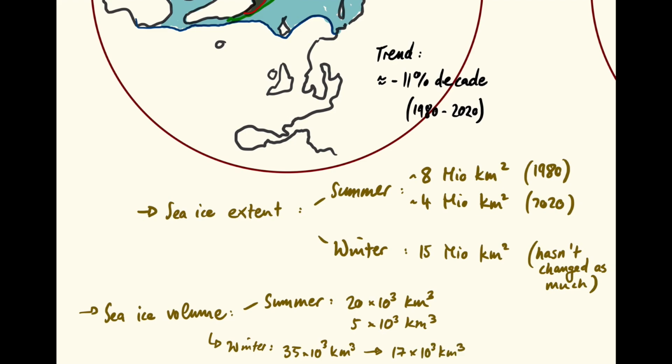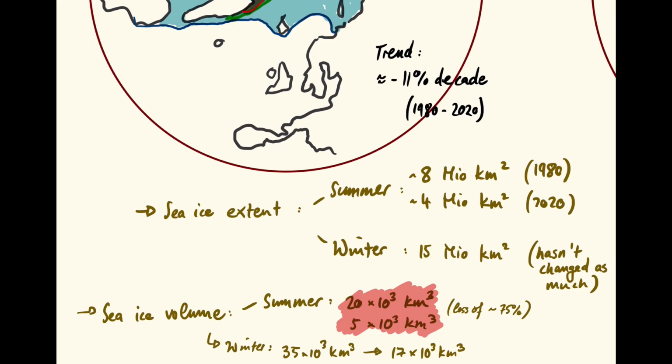But the most striking thing here is the estimates of the changes in summer sea ice volume, because that means over the last 40 years, we have lost about 75% of the summer sea ice volume, and in the winter, roughly half.